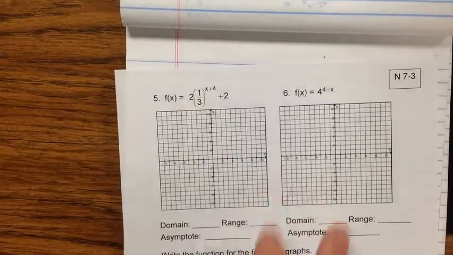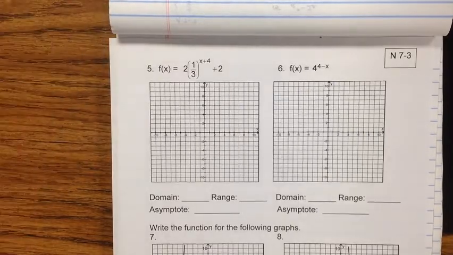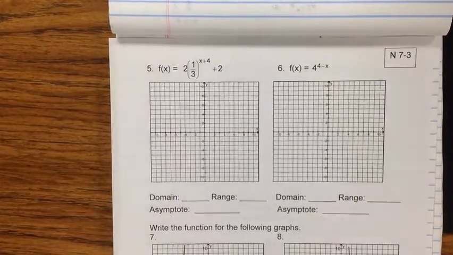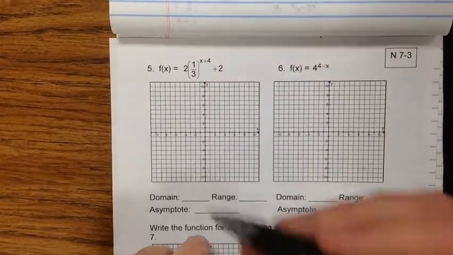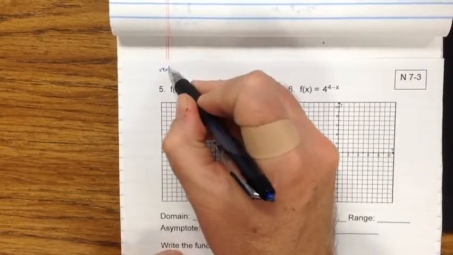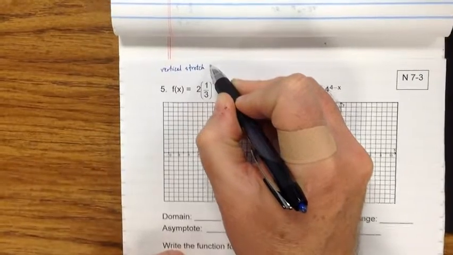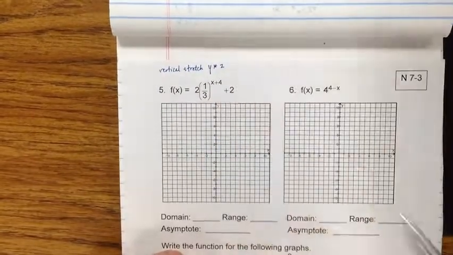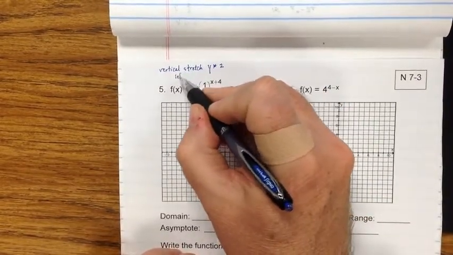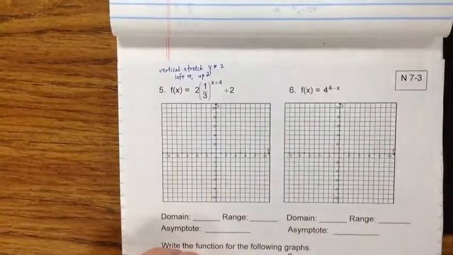All right, so let's move on to number 5. I've got 2 times 1/3 to the x plus 4 power plus 2. So what's going on here? Well, I have 2 times this, so I have a vertical stretch of 2. I'm going to be multiplying y times 2 each time. The plus 4 here means I'm going to be shifting left 4. And the plus 2 says I'm going to shift up 2.